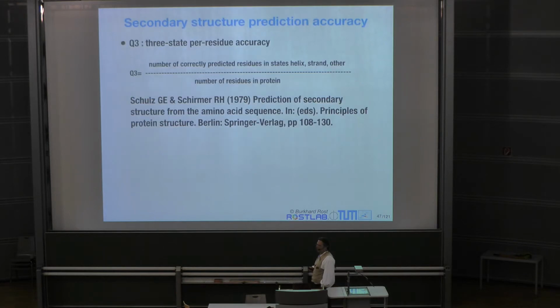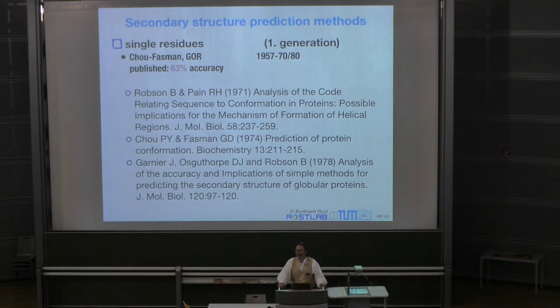Okay. That method originally was published for the first time in this book here, and was called Q3. It's the quotient 3 for 3 states. This is not quite what the authors meant, but this is sort of an interpretation of the word Q3 that makes sense, where you simply count the number of correctly predicted residues in state helix, strand, other, 3 because of 3 states, and then you divide by the number of residues. Okay. So what was published for these first prediction methods that simply look at the individual residue probability was that they would reach 63%.